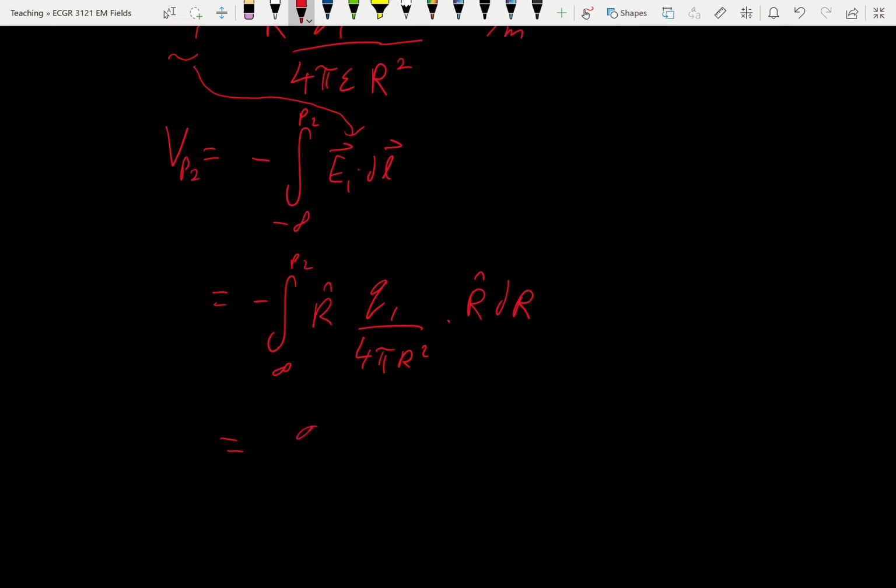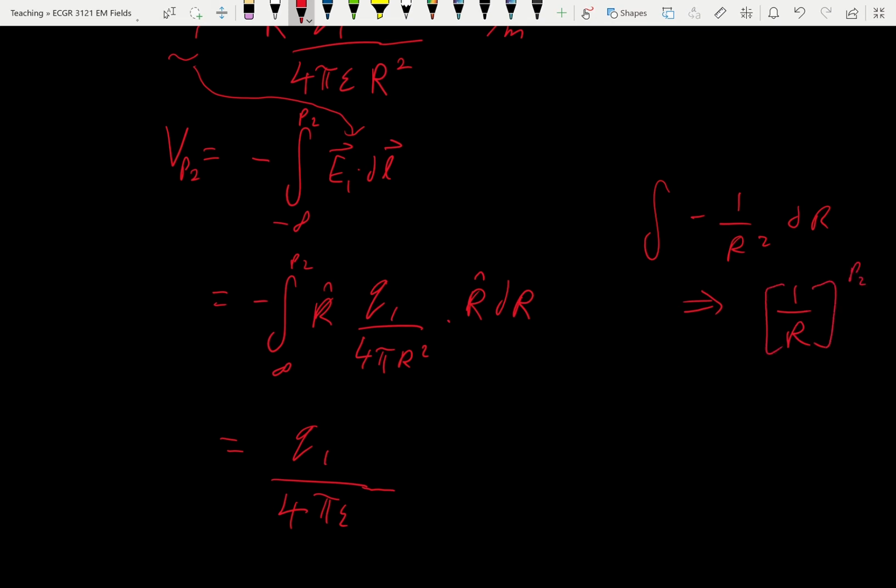So this gives me Q1 over 4 pi epsilon. This goes with this, it becomes 1. What's the integral of minus 1 over R squared dr? That's going to be 1 over R, from infinity to P2. So 1 over R at infinity is 0, right? 1 over infinity is 0.